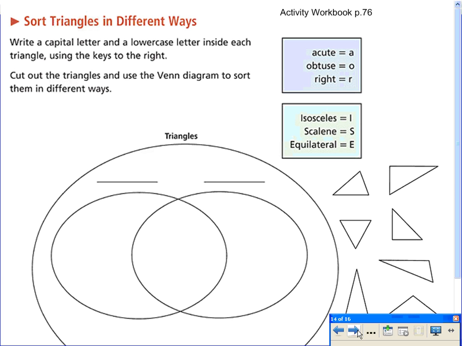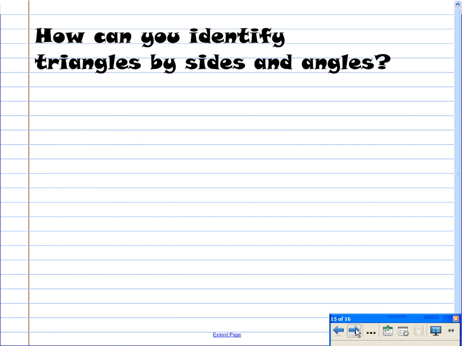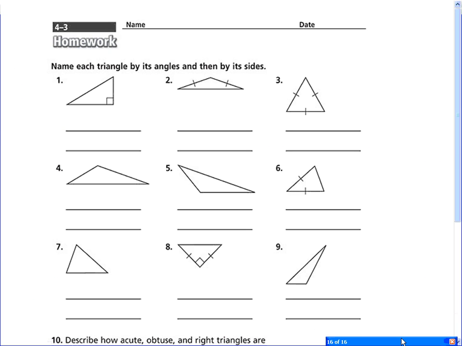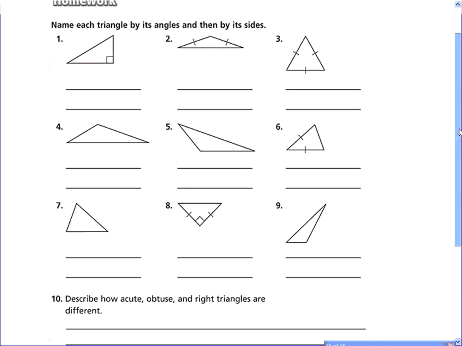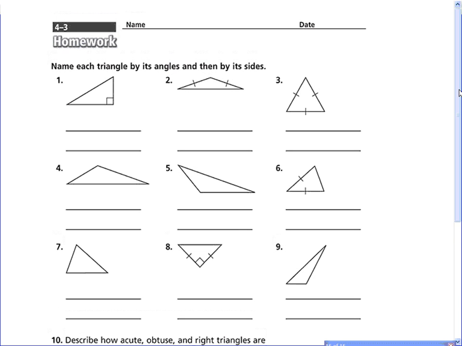This is in your activity workbook. We might get to it in a little bit, so hold on. Let's look at our homework real quick so that we know what this is, and then we can go back and sort those. Okay, your homework is on page 131. What you're going to do is name each triangle by its angles and then by its sides.